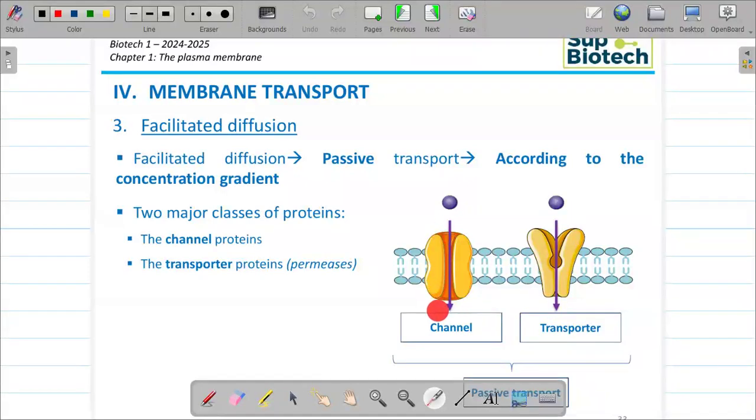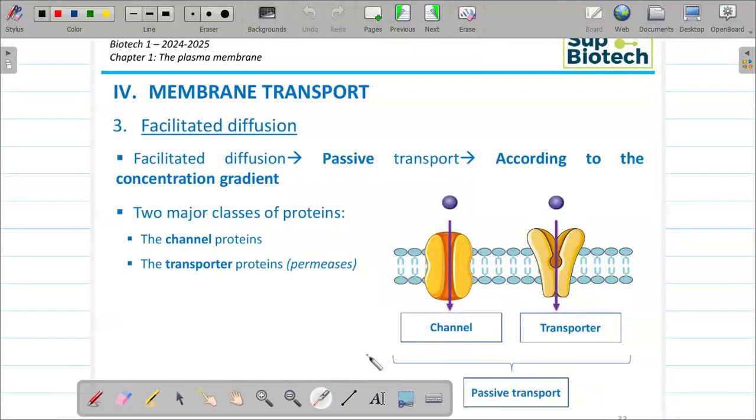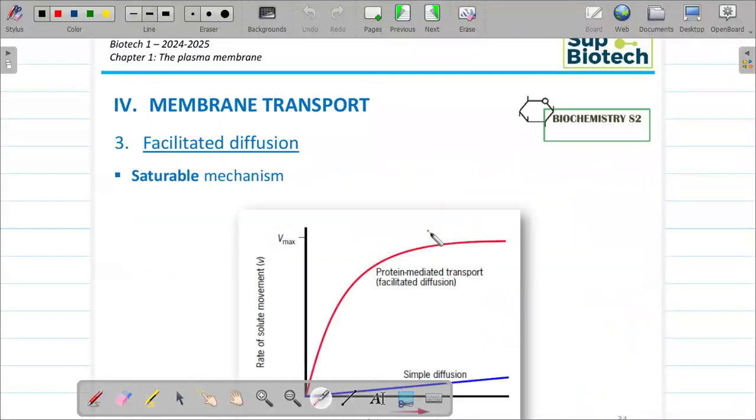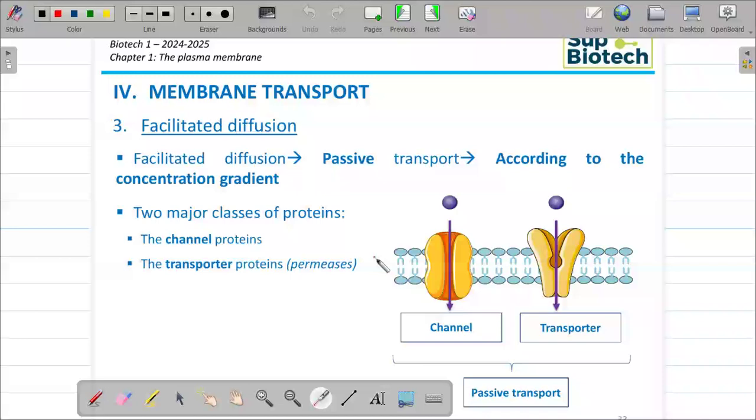What is the difference between channel proteins and transport proteins? We'll have a discussion. These are the types of facilitated diffusion. It can be uniport, symport, or antiport also. When you look here, the channel proteins are simple proteins only.